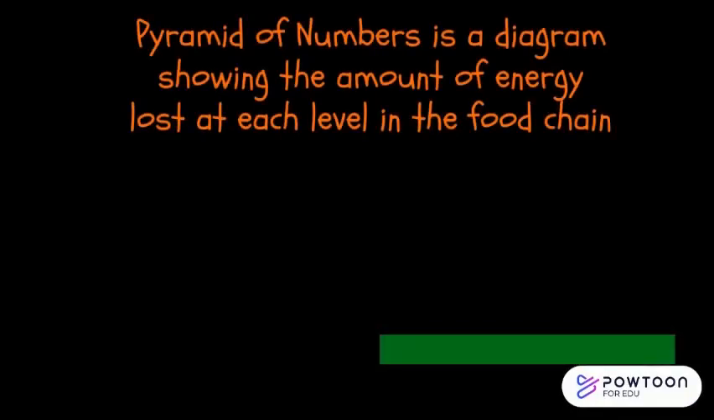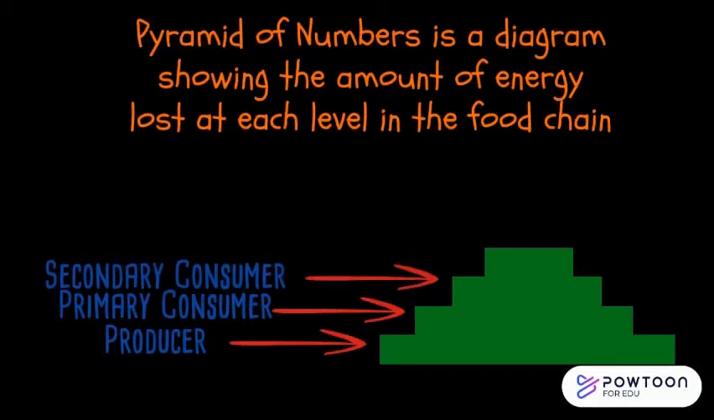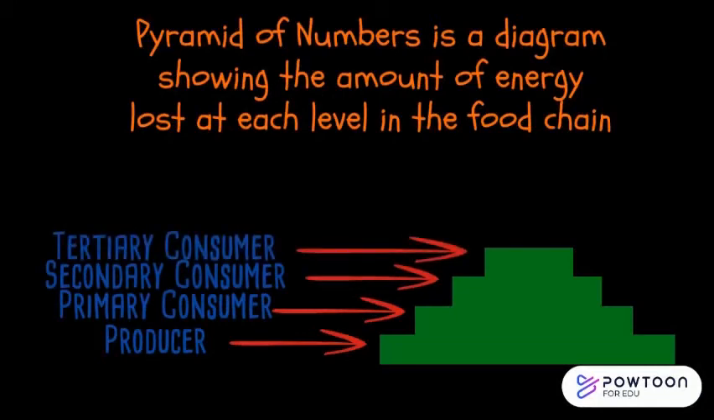So here is a pyramid of numbers. It's a diagram showing the amount of energy lost at each level in the food chain. As you can see, at the bottom the producer has the most amount of energy. And next, primary consumers, secondary consumers, and the least is contained in tertiary consumers.